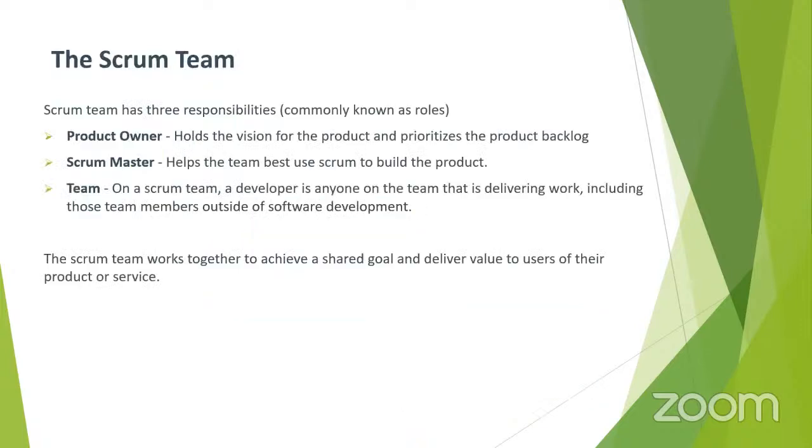So the first thing is the team. As we all know, in any company, the team is very important. So the Scrum team mainly has 3 roles. The first is the product owner. The product owner holds the vision of the product and prioritizes the backlog. Backlog means there are multiple things that need to be done, but we can't get everything done at the same time. So we break it down into different time frames.